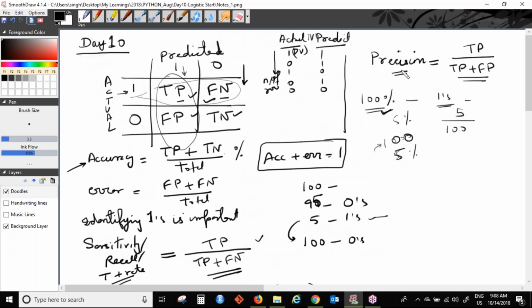That is why precision is used, to put a constraint on sensitivity so that models don't over-predict ones, because predicting ones is costly. Later you will see this in some business scenarios. For example, with cancer, you cannot always predict for every patient that he or she has cancer. That would be like looting the patients.